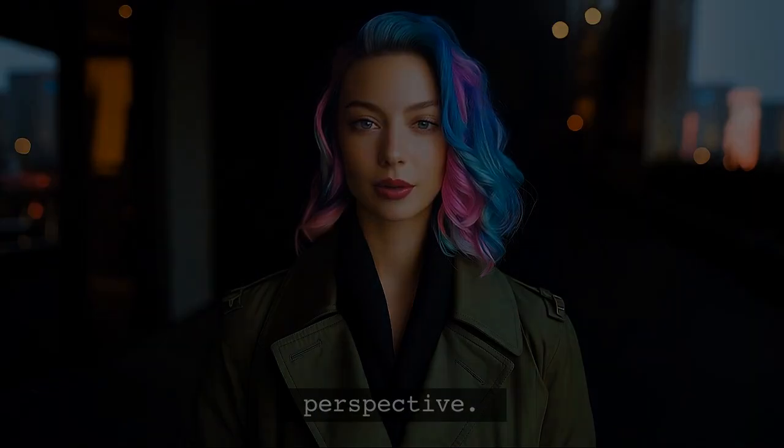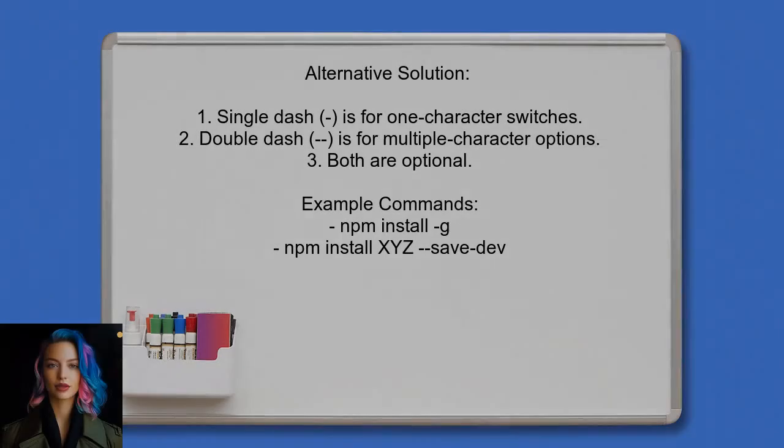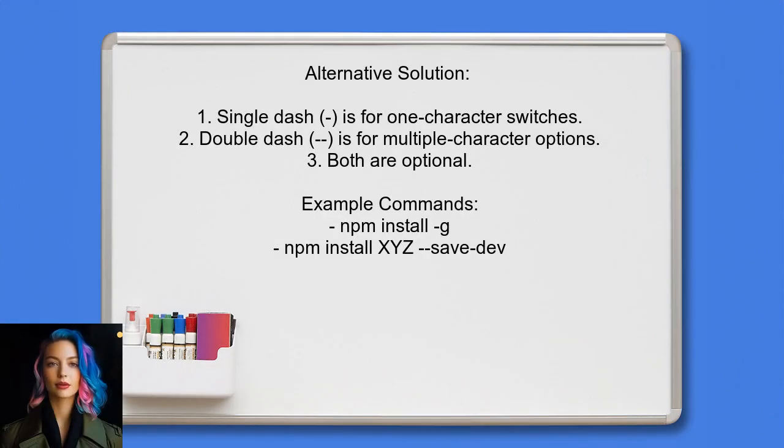Let's see another perspective. This user clarifies that the difference between a single dash and a double dash in npm commands is based on convention. A single dash, like -D, is used for one-character switches, while a double dash, like --save, is for longer, multiple-character options. Both types of switches are optional.